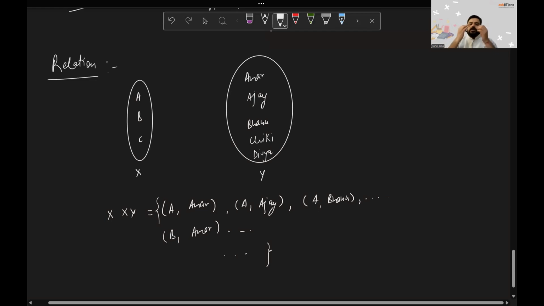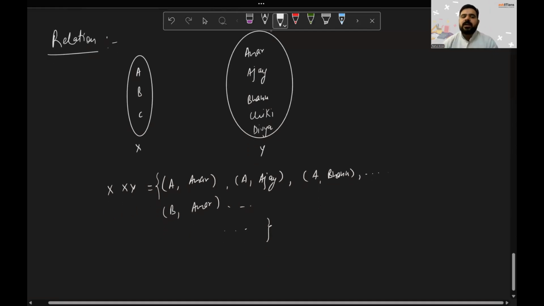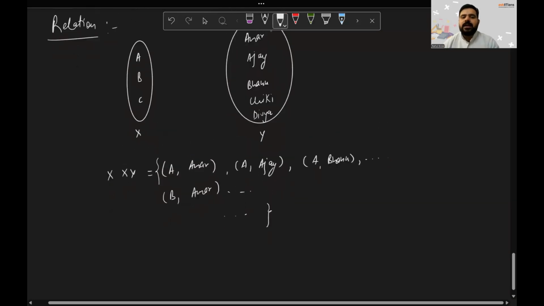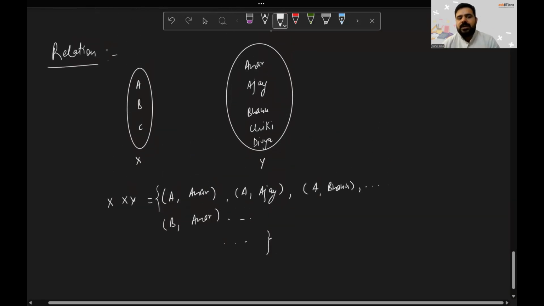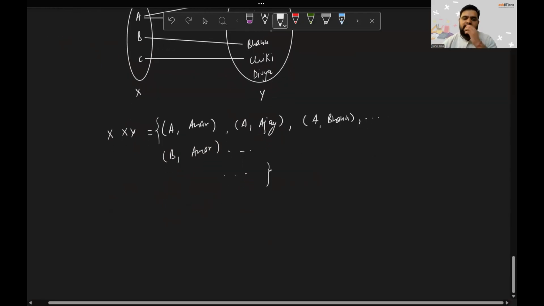But part of this cross product, not the whole thing. Let's say I'm defining, we have to map the elements from set X to set Y in such a way that their initials match. That means A will be mapped to Amar, A will be mapped to Ajay, right? B will be mapped to Bhanu, C will be mapped to Chiki, and Divya will not be mapped to any of these. Right?